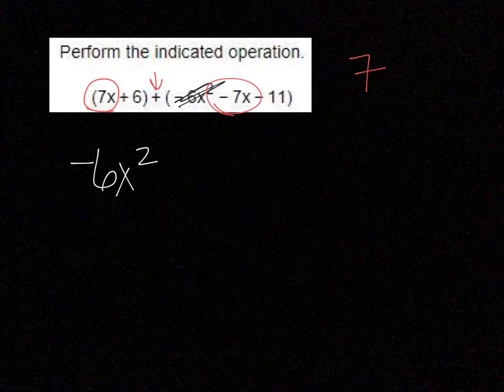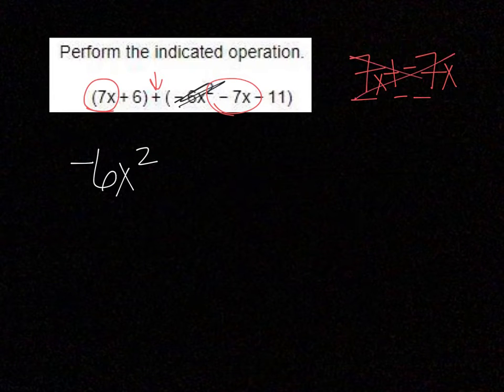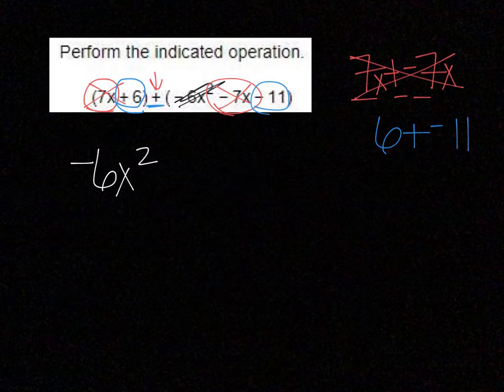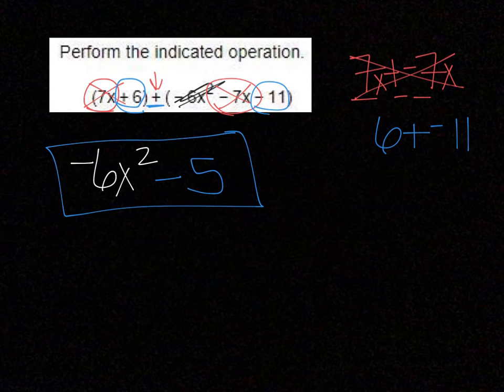So I'm doing 7x plus negative 7x. If you're not sure what that is, type in Desmos 7 plus negative 7. That cancels out, so I get a 0. Now the last term is this, 6 plus negative 11. Type it into Desmos if you need to, but that's negative 5. So that's my final answer.